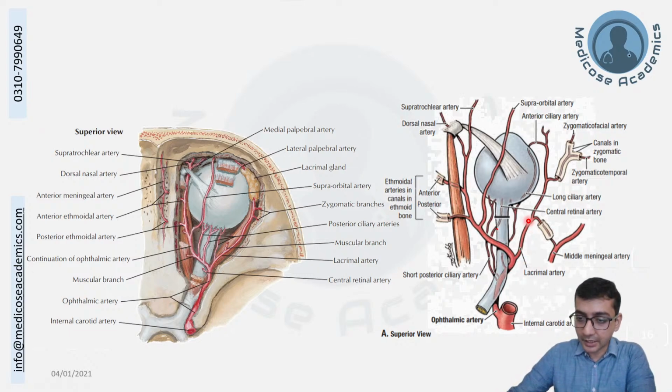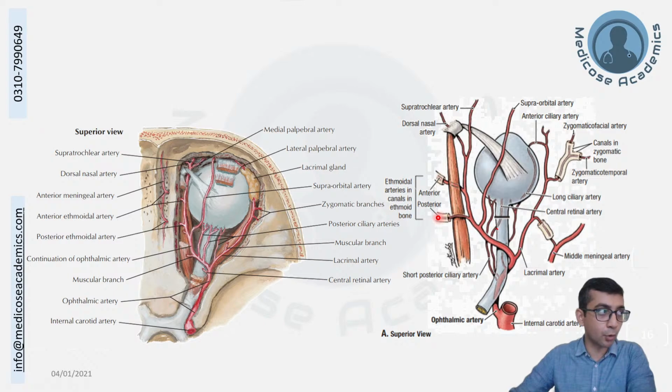As it moves along, it will give the following branches. It will give the lacrimal artery. Lacrimal artery, however, will go and give the zygomatic branches also: zygomaticofacial, zygomaticotemporal. As it moves along, it will give the two arteries that were on the top of the eyeball: supraorbital, supratrochlear. As it moves to the medial aspect, it will give the two branches to the ethmoidal foramina: anterior ethmoidal artery, posterior ethmoidal artery.